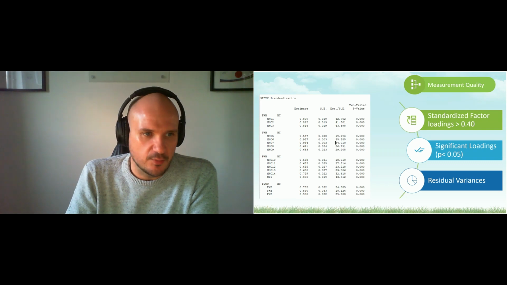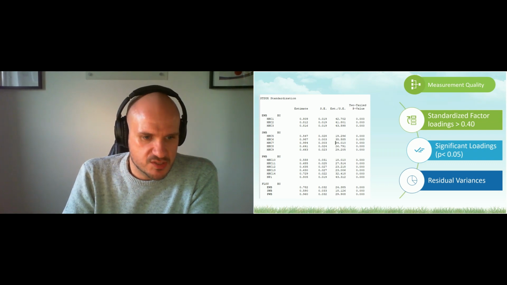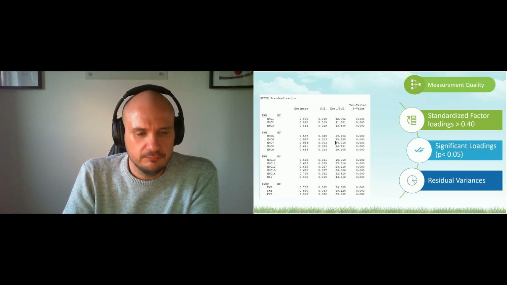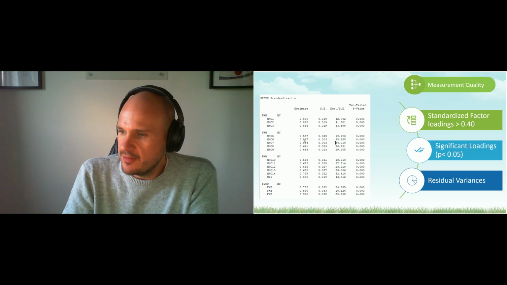So let's look at this practically again. So these are the standardized results of that model. We want to make sure that all of the factor loadings, so all of the estimates, are bigger than 0.4. Yes, they are.